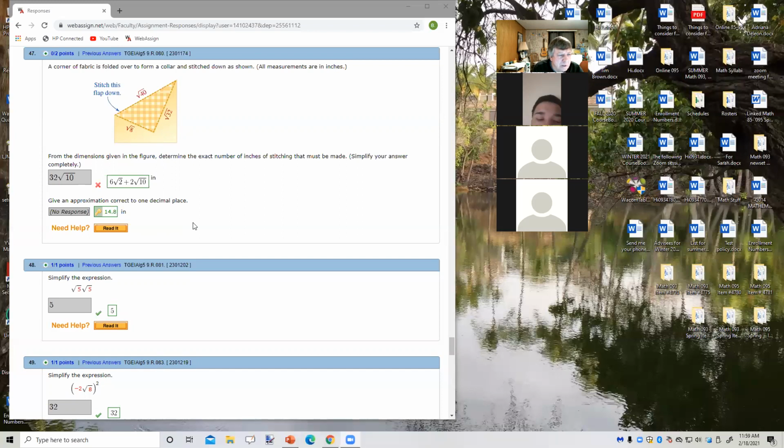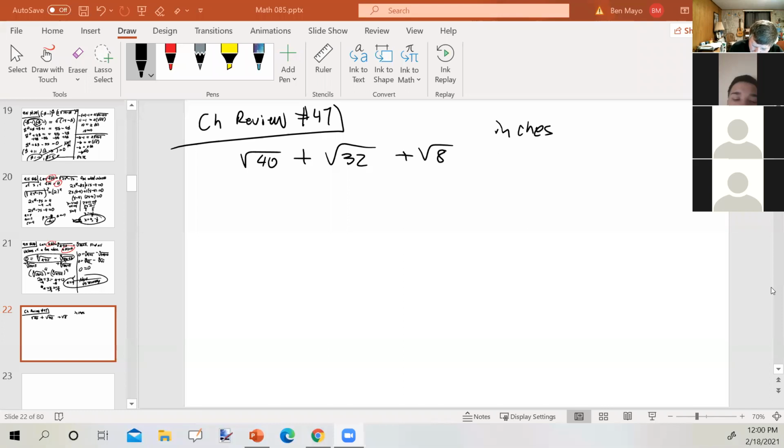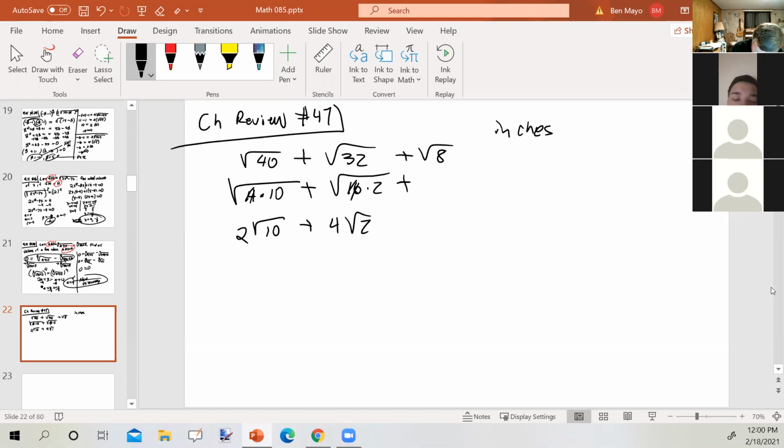So basically, we need to add the square root of 40, the square root of 32, and the square root of 8. Okay, so our problem becomes the square root of 40 plus the square root of 32 plus the square root of 8, and those are all inches. Let's see here. 40 is 8 times 5, but 8 isn't a square. How about 4 times 10? So this would be 2 square roots of 10. This would be 16 times 2, which would be 4 square roots of 2. And this would be 4 times 2, which is 2 square roots of 2.